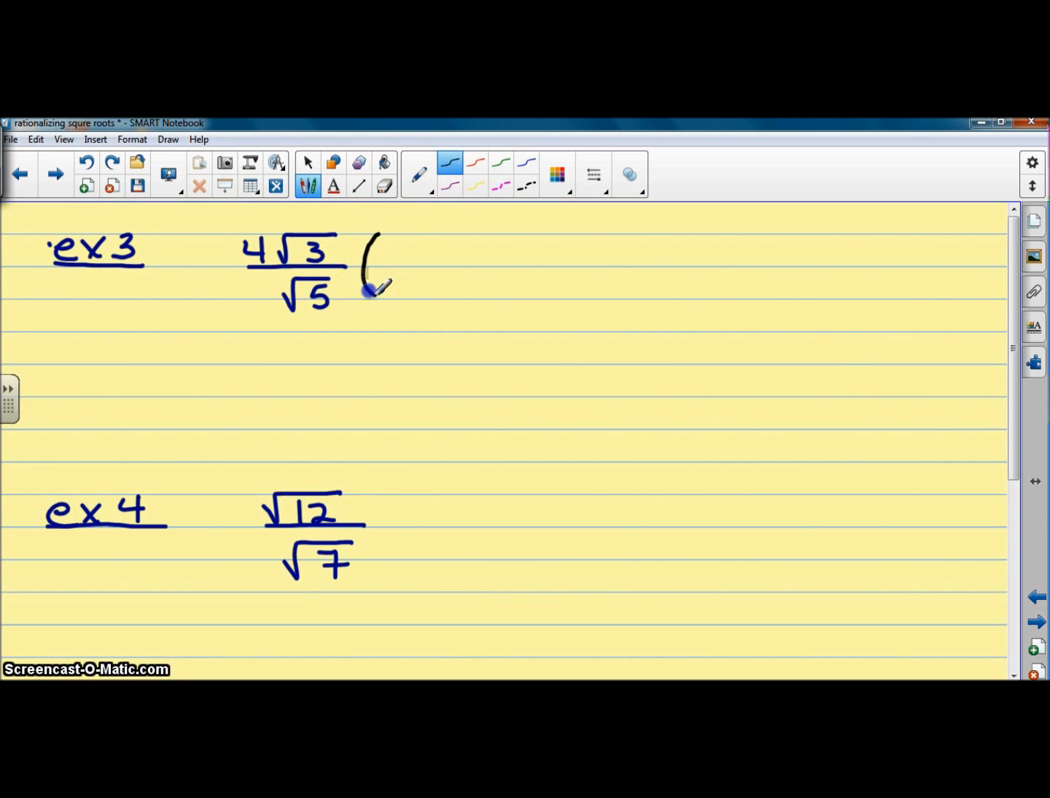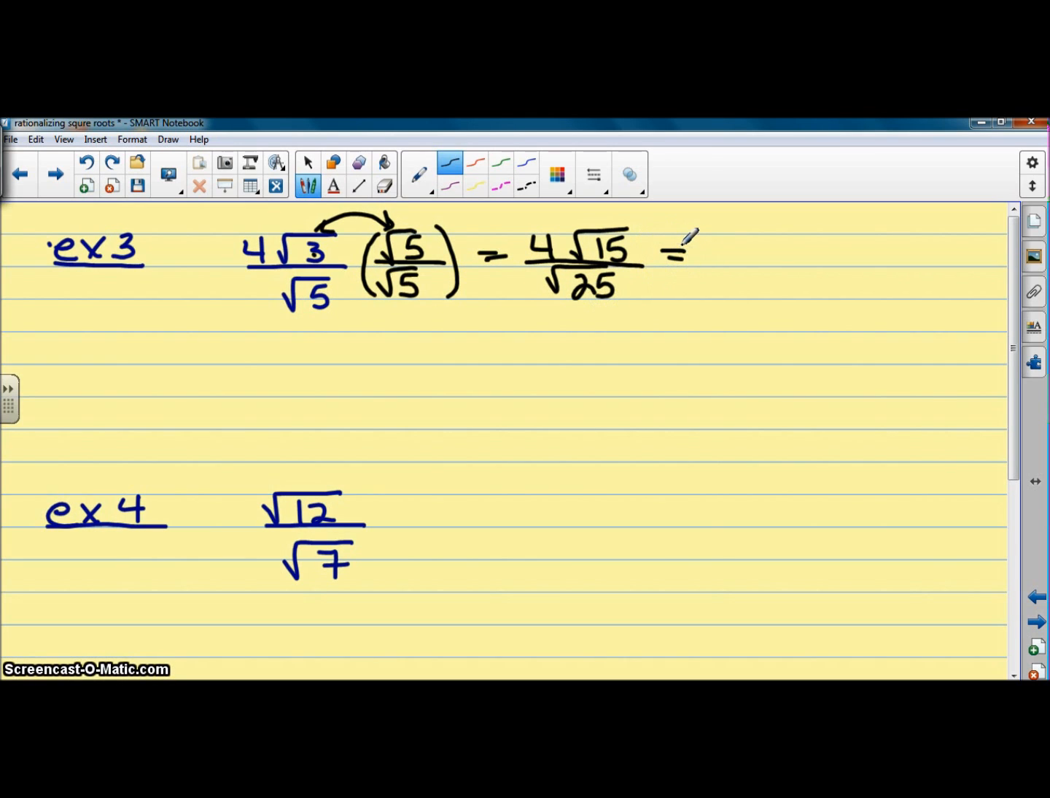I'm going to multiply numerator and denominator by square root of 5. Always, whatever the square root is in the denominator is what you're using here. Okay, I'm going to take the 4. There's nothing in front here, so I have 4 times 1, which is 4. Square root of 3 times square root of 5. These two get multiplied together, so I have square root of 15 over the square root of 25.